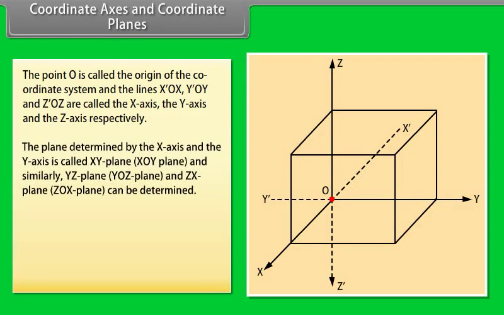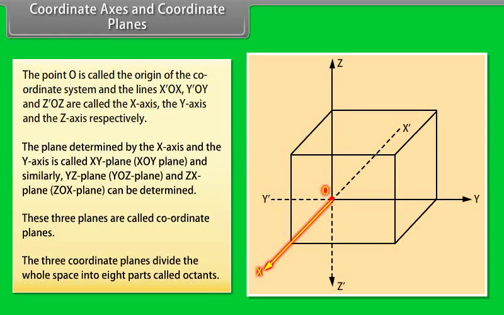The plane determined by the x-axis and the y-axis is called xy plane, that is xoy plane, and similarly yz plane, that is yoz plane, and zx plane, that is zox plane can be determined. These three planes are called coordinate planes. The three coordinate planes divide the whole space into 8 parts called octants.